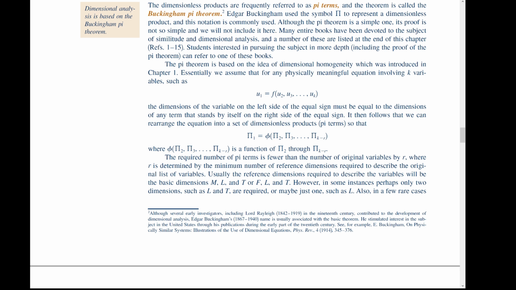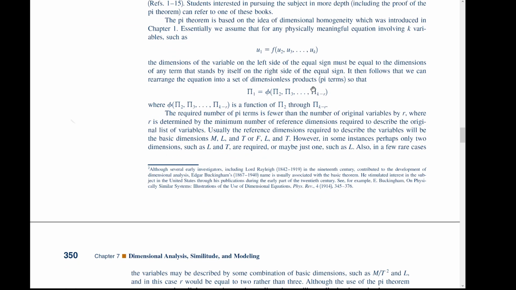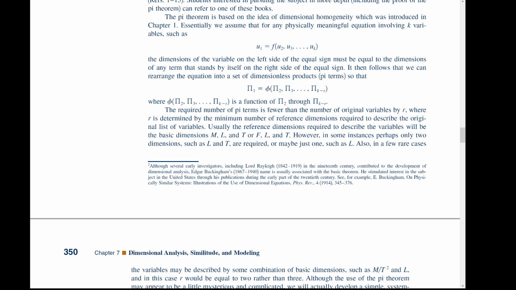Essentially, we assume that any physically meaningful equation involving k variables, such as u equals some function of things, is dimensionally homogeneous: the dimensions of the variable on the left side equal the dimensions of the terms on the right side. Then it follows that we can rearrange the equation into a set of dimensionless products.